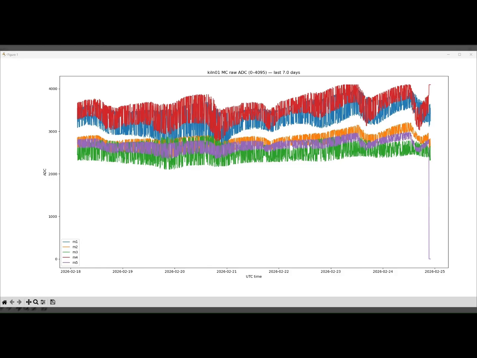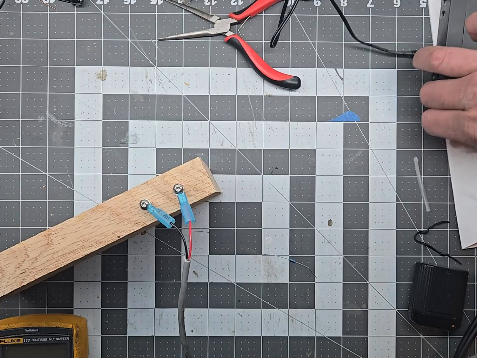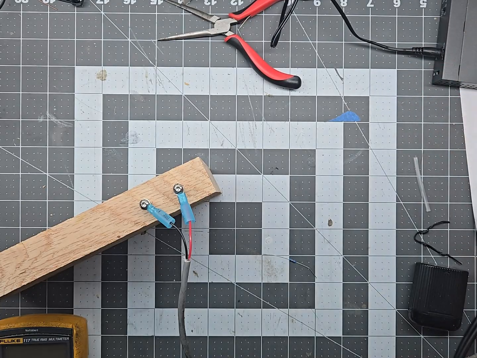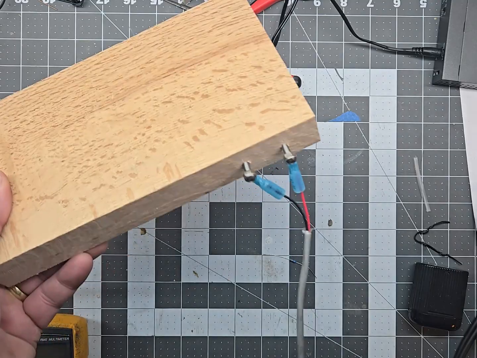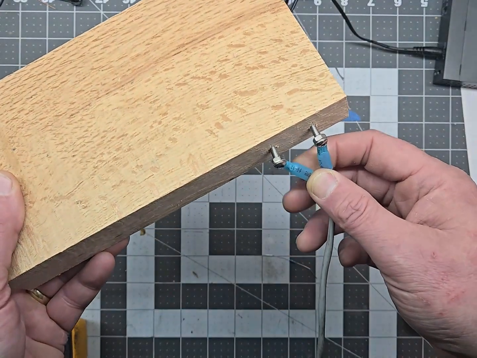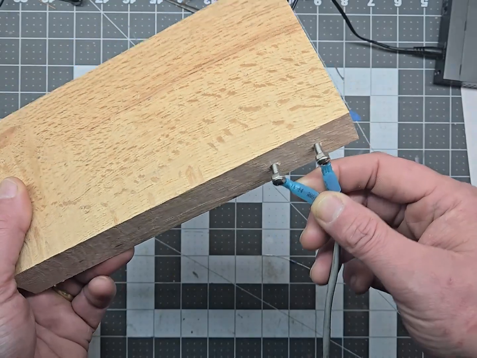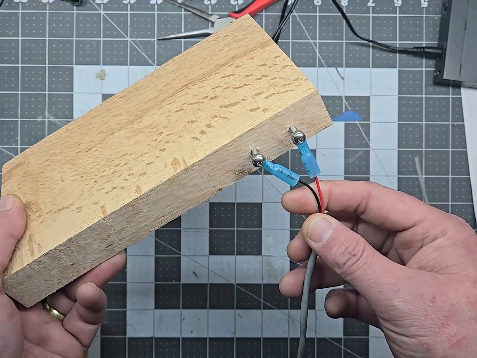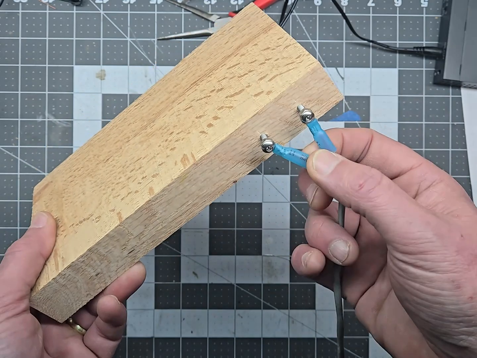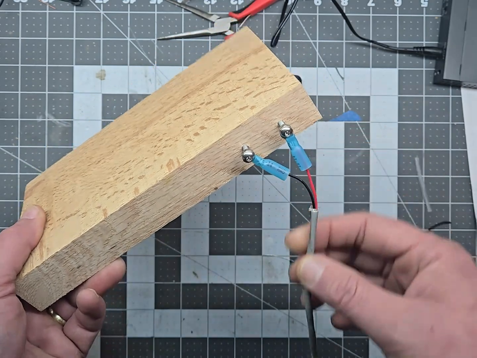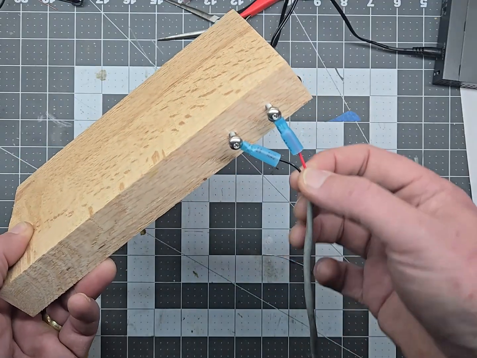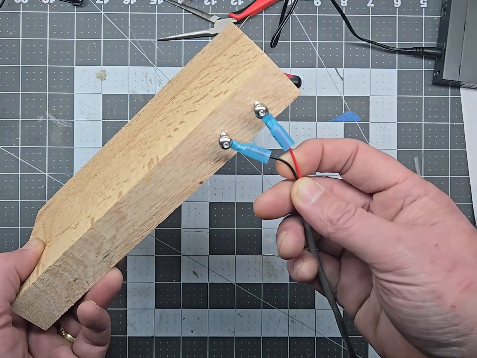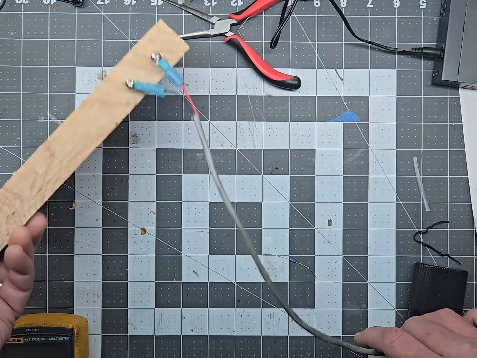There we go. Here's what we're working with. Basically, the analog to digital converter is reading a voltage, and this goes through a voltage divider with known resistance values, so then it can calculate what the resistance should be. But if we're getting some sort of voltage induced on this thing, it's going to throw it all off.